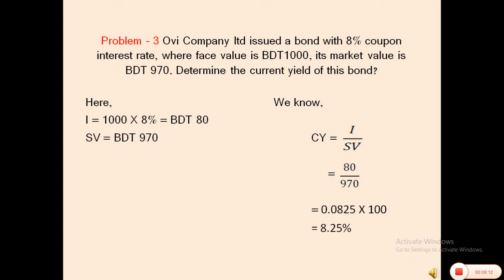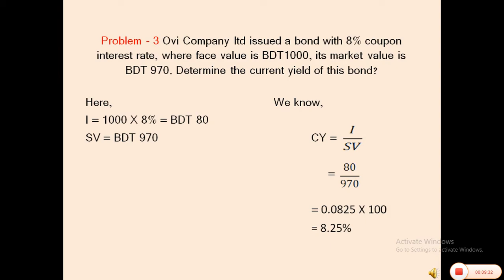Problem 3. OB Company Limited issued a bond with 8% coupon interest rate, where face value is BDT 1000, its market value is BDT 970. Determine the current yield of this bond.